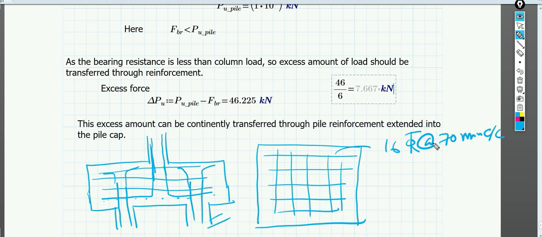The diagram will somewhat look like this. So I would suggest you to look for how to provide the reinforcement in case of pile cap, and draw the required diagram for the plan as well as a section for this particular drawing.